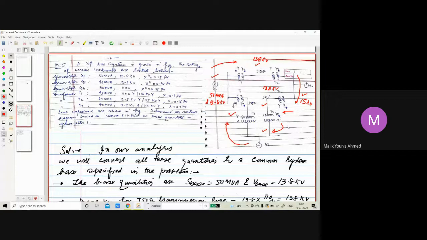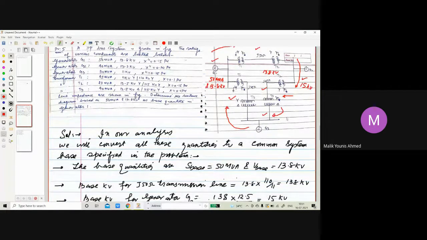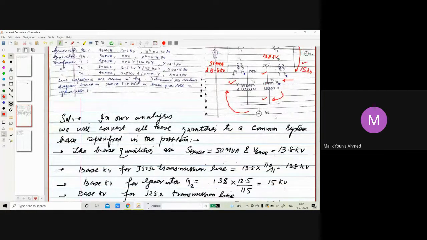Okay, now moving from 138 to transformer T3. Now transformer T3, what is the connection? What is the voltage transformation ratio? 12.5 by 115. See, 115 is not equal to, but approximately equal to 138. So this side is 115 and another side is 12.5. So it will be 138 multiplied by 12.5 by 115.